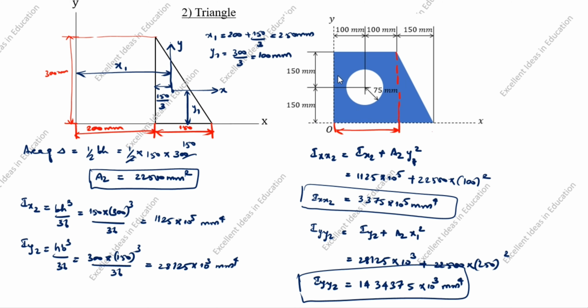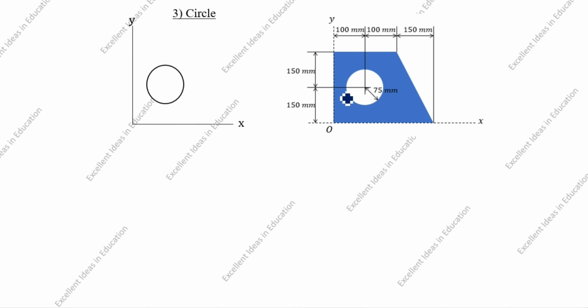Now we will calculate the moment of inertia of the circle. You see the circle. We will take the center here. This is X, this is Y. This is X3 we will take, and this one we will take Y3. Up to this distance, what is given? Up to this, it is given as 100. Up to here is 150, center to center. This distance, you see, 75 mm. Radius is 75 mm. So this distance is 150.